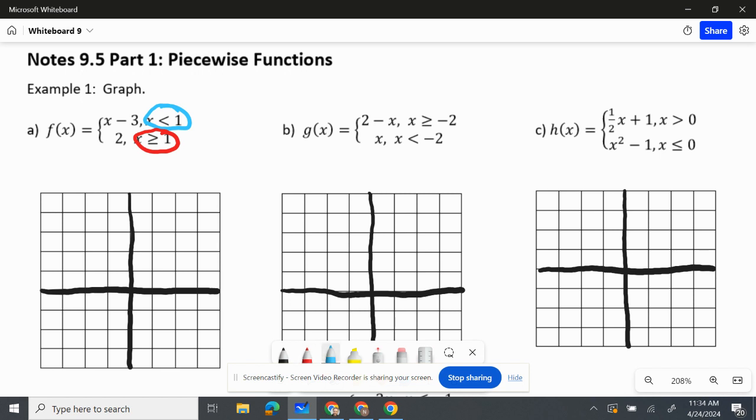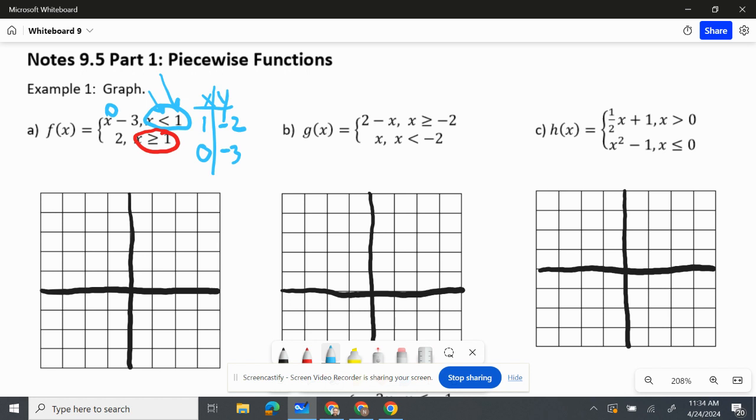So starting with our first problem, what we're going to do is we're going to come up with a table of values. I'm going to start with my domain. So in this case, it is 1. And when I plug in a 1, 1 minus 3 is negative 2. Then I'm picking a number that is less than 1. So less than 1 would be 0. When I plug in a 0, 0 minus 3 is negative 3.